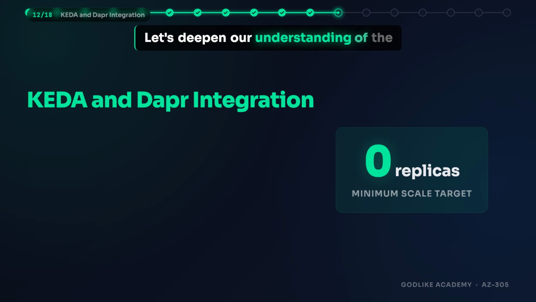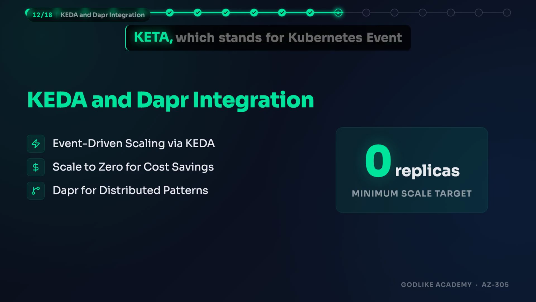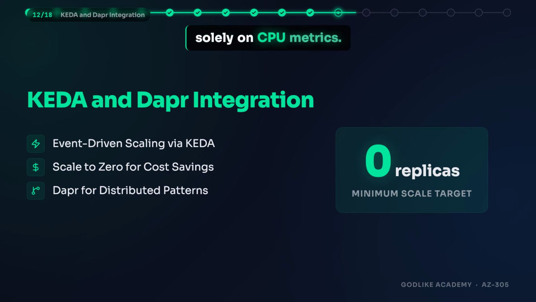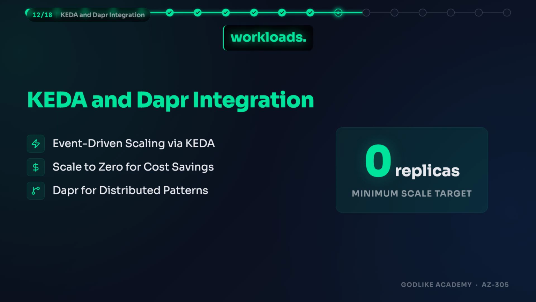Let's deepen our understanding of the scaling engine. Container Apps includes built-in support for KEDA, which stands for Kubernetes Event-Driven Autoscaling. This allows your applications to scale dynamically based on external events, such as processing queue depth in Azure Service Bus or monitoring lag in a Kafka topic, rather than relying solely on CPU metrics. A critical exam fact is that ACA scales down to 0 replicas, meaning you incur 0 compute charges during idle periods for intermittent batch workloads.